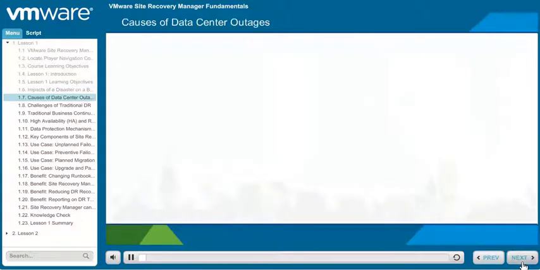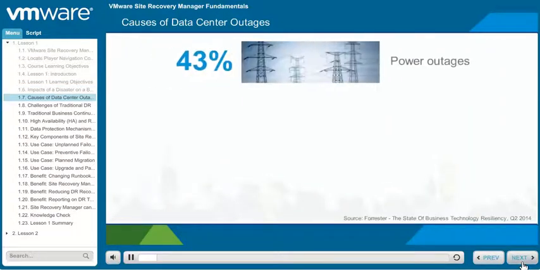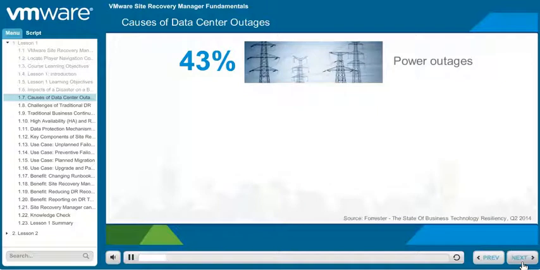What are the most common causes of disasters? According to that same Forrester's research study, the number 1 reason was a simple power outage. Power outages may be very short in duration, or they may last for hours, days, or even weeks. Few businesses have the generator fuel to sustain outages anywhere near that long.